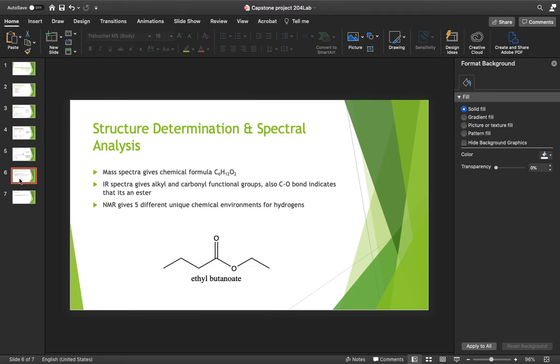Structure determination and spectral analysis. In conclusion, we have from the mass spectrum the chemical formula of C6H12O2. The IR spectrum gives alkyl and carbonyl functional groups, and also a C single bonded to O, which indicates that it is an ester. The NMR gives 5 different unique chemical environments for hydrogens. And here is what the molecule looks like in skeleton formula, ethyl butanoate.